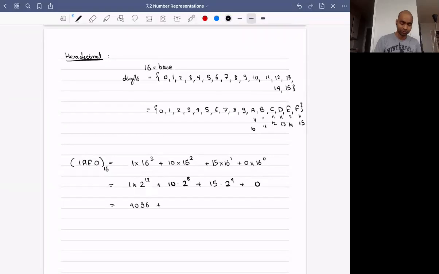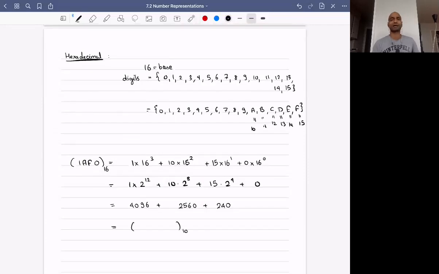2 to the 8 is 2 to the 4 whole squared. 2 to the 4 is 16, so that's 256, so that's 2560. 16 times 15 is 240, and then you get 0. And I'm not going to add this, but if you add these, you'll get the corresponding number in base 10.